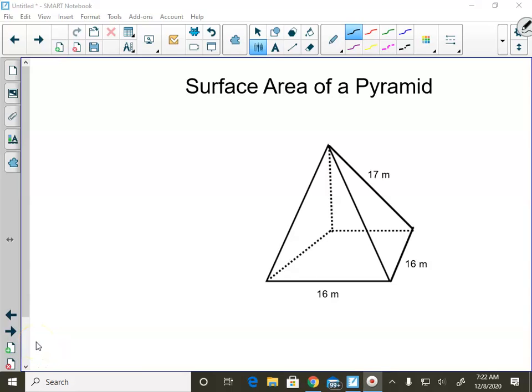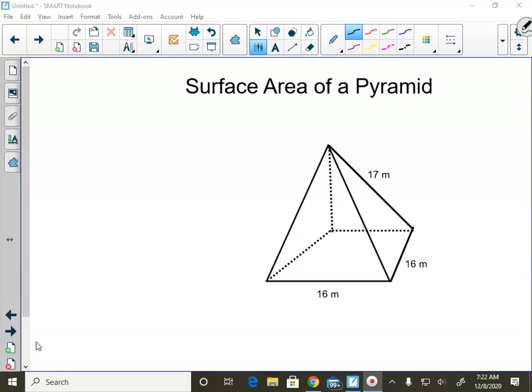All right, so now we figured out how to find the volume of a pyramid. Let's see if we can find the surface area. This is a square pyramid, as you're looking at it. And to find the surface area of a pyramid, you basically have to add up the area of the surfaces.